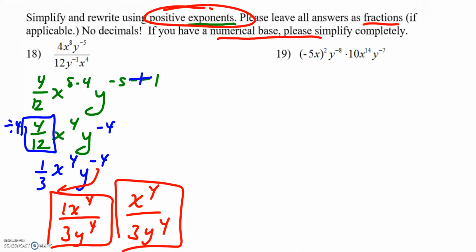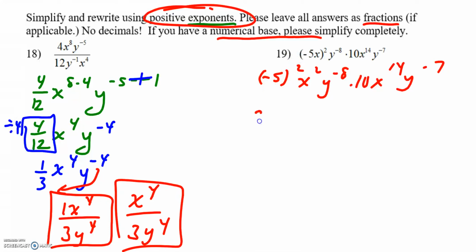Number 19, also exponent rules. Let's get rid of these parentheses first. We want to raise both the negative 5 and the x to the 2nd power. And I'm going to copy everything else as I see it. Negative 5 squared is negative 5 times itself, so that's positive 25, x squared, y to the negative 8th, times 10, x to the 14th, y to the negative 7th.